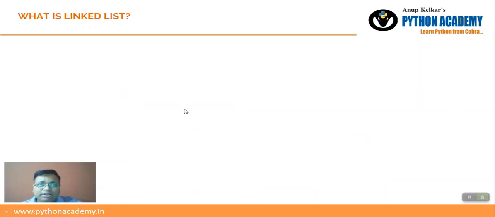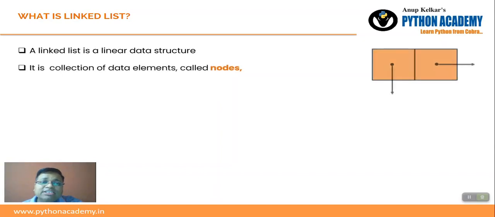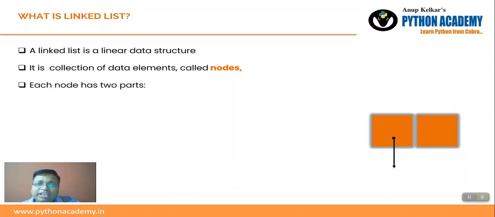Now, let us first understand what a singly linked list is. A singly linked list is a linear data structure. It is a collection of data elements called nodes. A node is like this, as you can see on your screen. Each node has two parts, the left and the right.